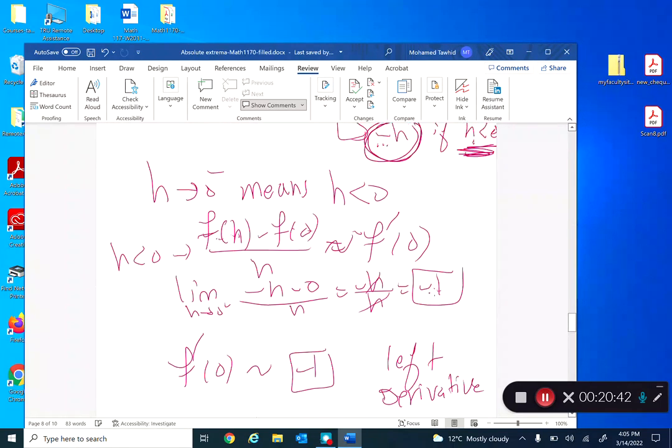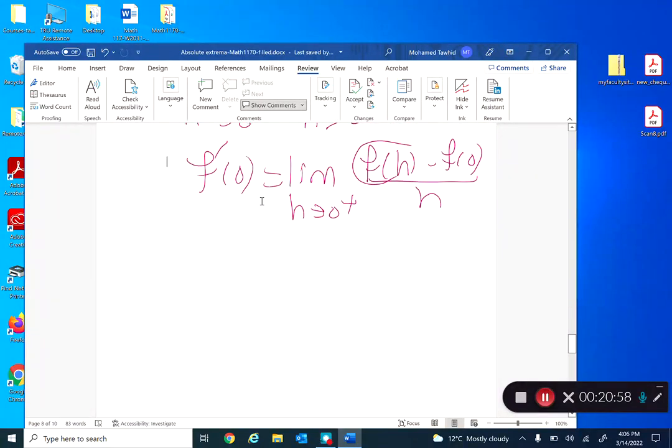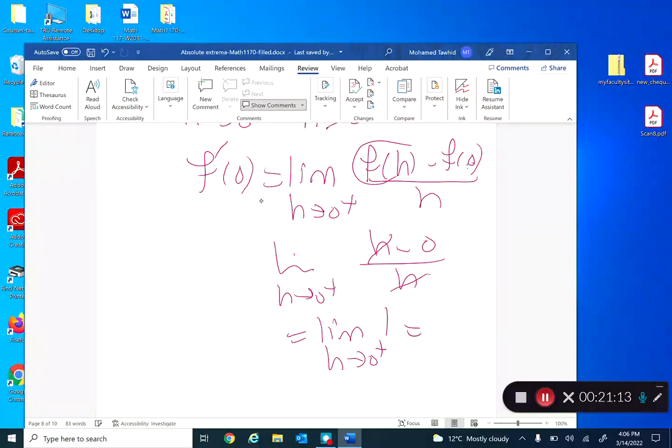So now if I go back here to these functions, what do you know about h? It should be greater than 0. h greater than 0, then what is your f of h? It should be h, because h is greater than 0. So f of h will be h minus 0, f of 0 is 0, over h. So I have to take the right limit here. h cancels with h. What did you get? You get the limit as h goes to 0 from the right of 1, which is 1.